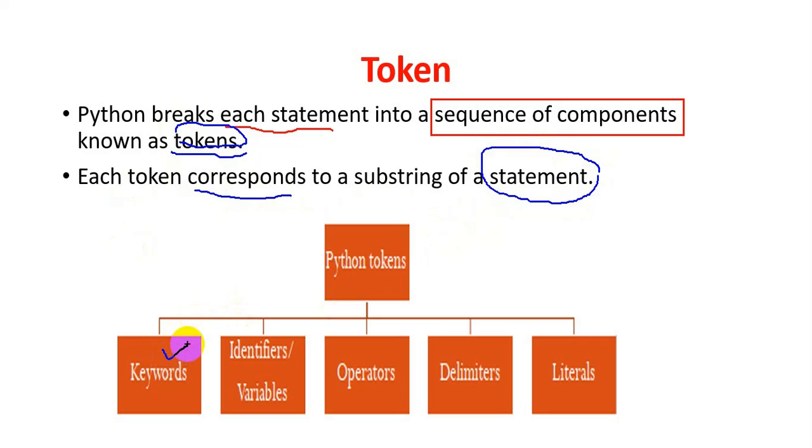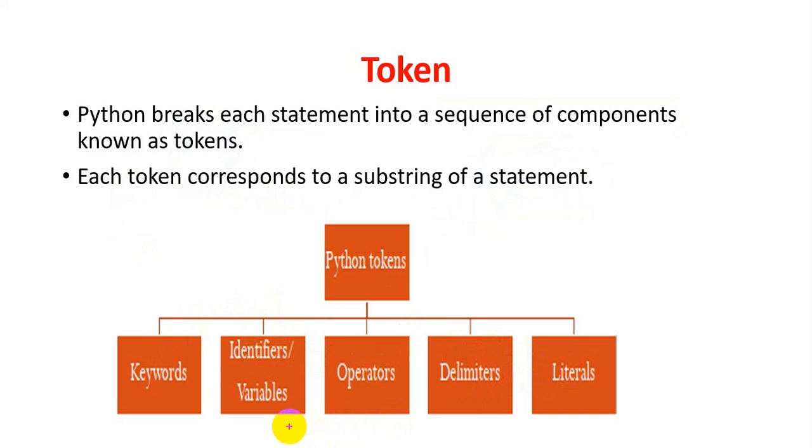Keywords, identifiers, operators, delimiters, and literals are known as Python tokens. We are going to discuss these components one by one.